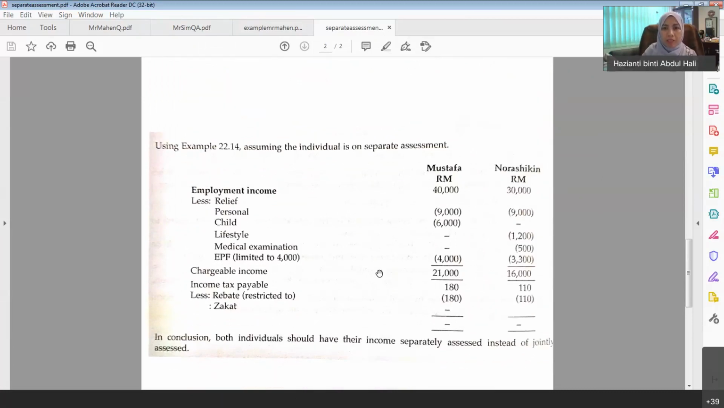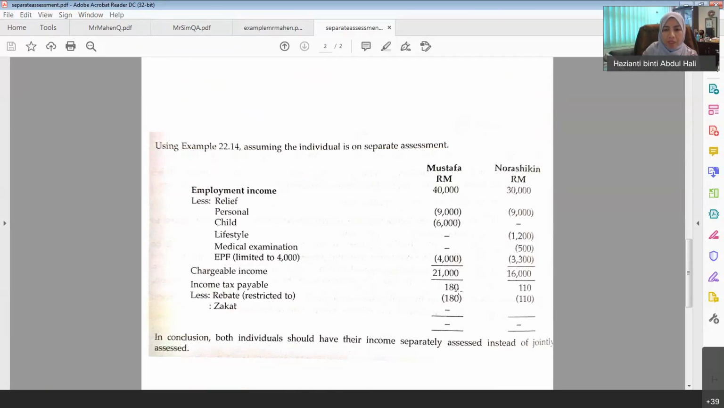So you can see here, let's say kita buat separately and this is for Mustafa. Employment income dia tadi 40,000. So dia dapat personal relief of 9,000. Okay, kita assume anak dia yang ambil and the child relief is taken by the husband. So child relief 6,000. Ini dia tak ada. And EPF tadi limited to 4,000 untuk setiap orang lah. So the chargeable income dia 21,000.